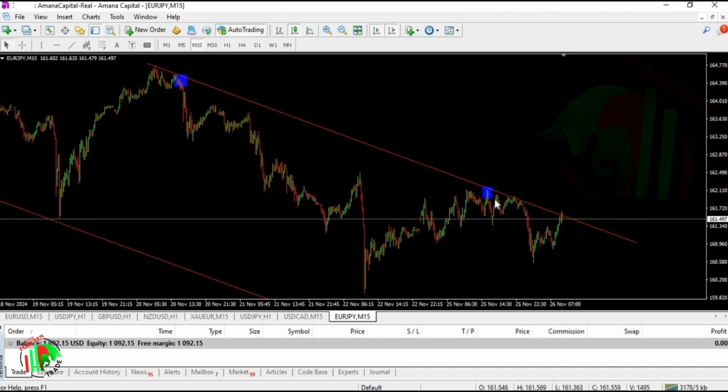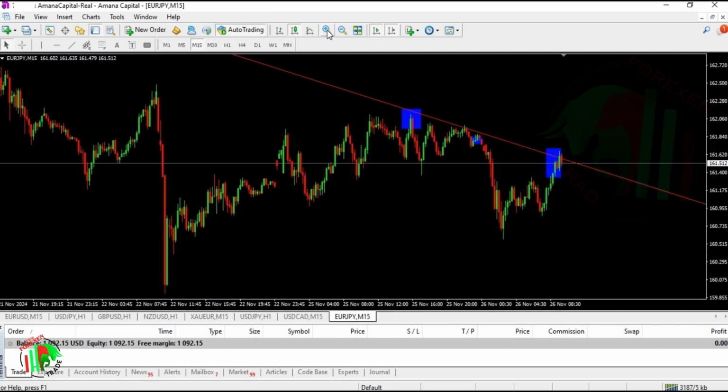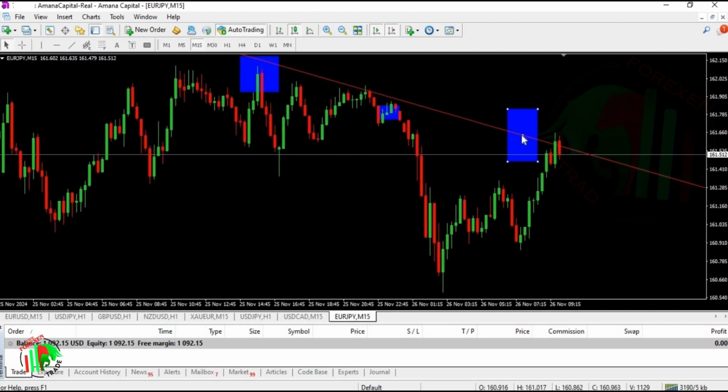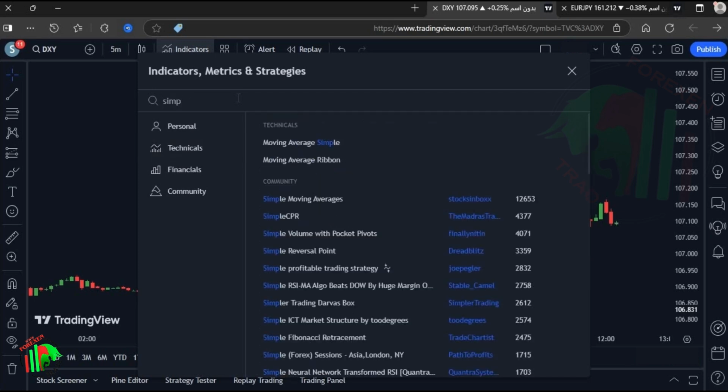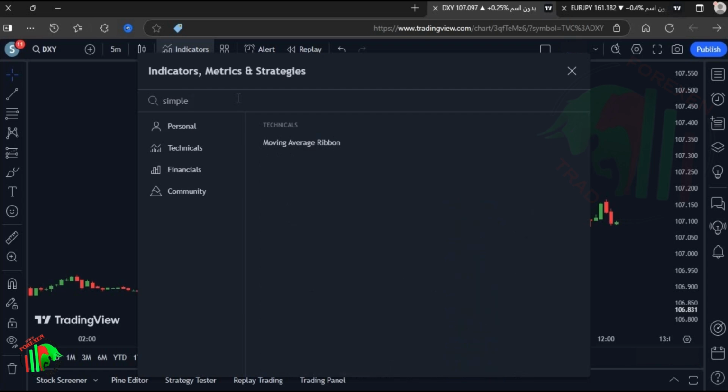As you can see, when the price touches the trend line, the price goes down. This pattern has occurred several times, so we expect it to happen again. This will be a quick sell opportunity. I will look for a simple EMA trend filter and adjust the settings to confirm this trend. Using this indicator, we get an additional signal that supports the sell decision.